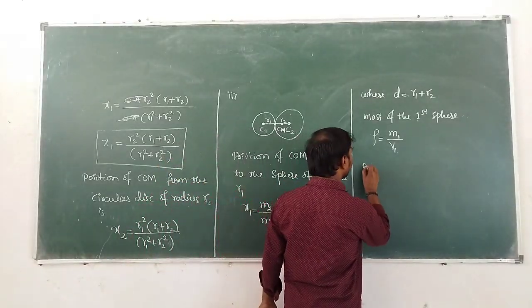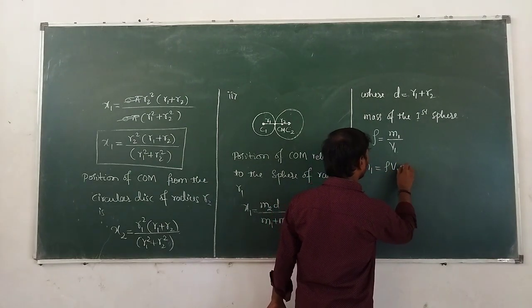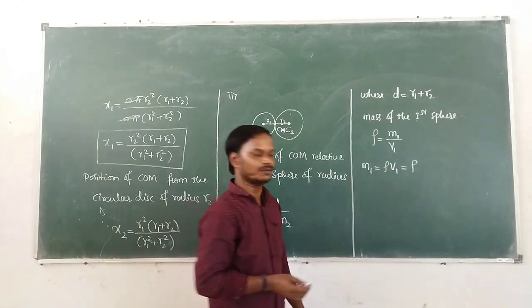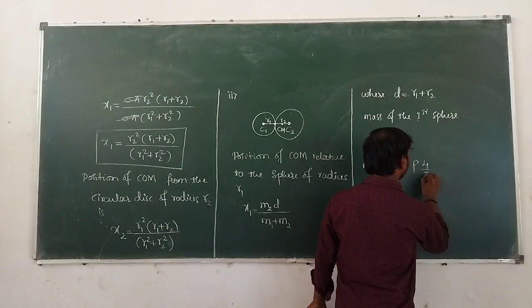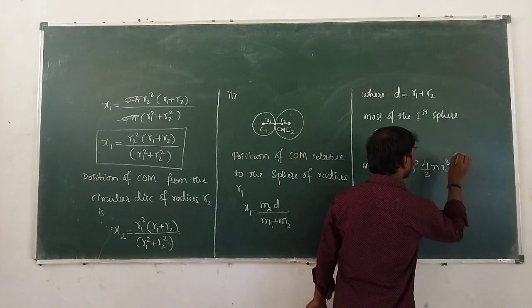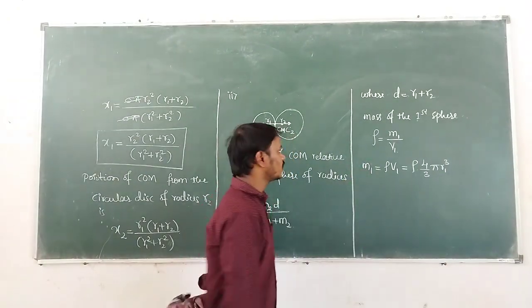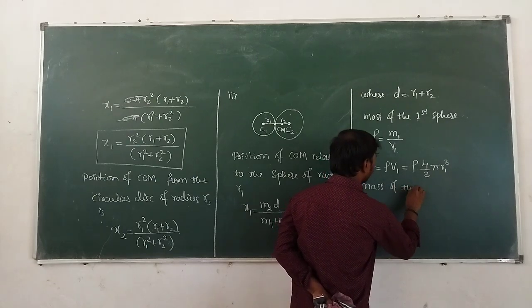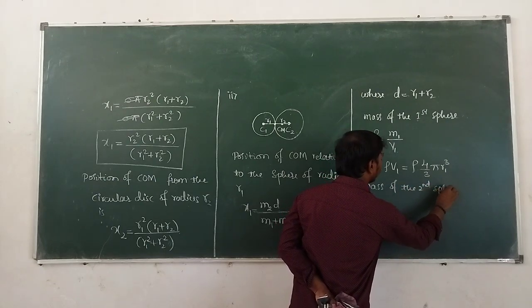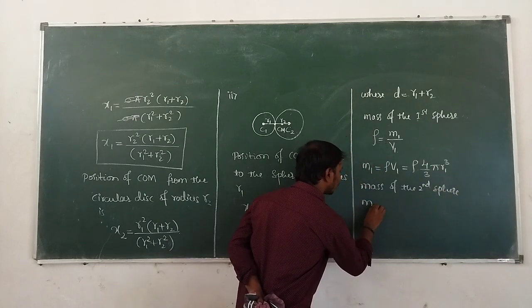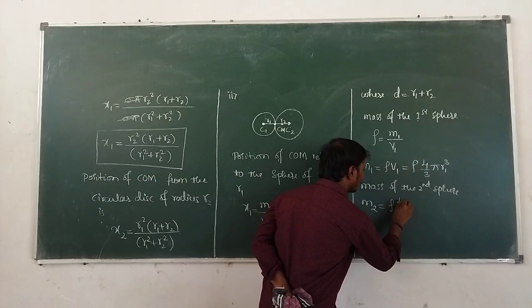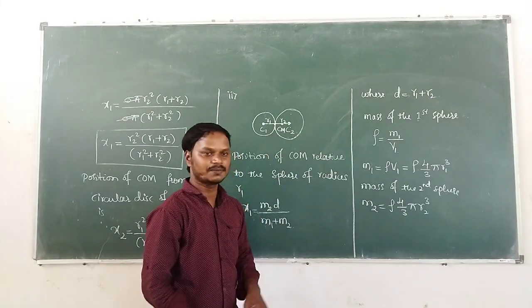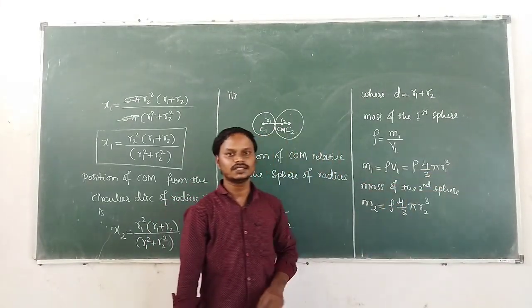Then m1 is equal to rho into v1. Then what about v1? How to find the volume of the sphere? That is 4 by 3 pi r cube. So 4 by 3 pi r1 cube. We have to take the radius of the first sphere. This is the mass of the first sphere. Then the mass of the second sphere: m2 is equal to, I will write directly, rho into 4 by 3 pi r2 cube. r2 is the radius of the second sphere and r1 is the radius of the first sphere.